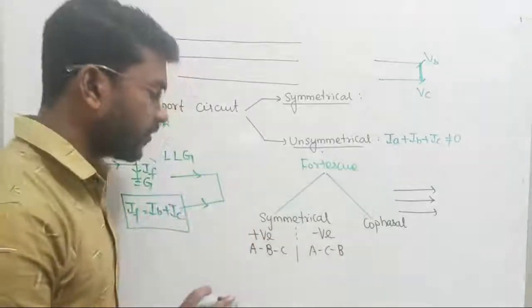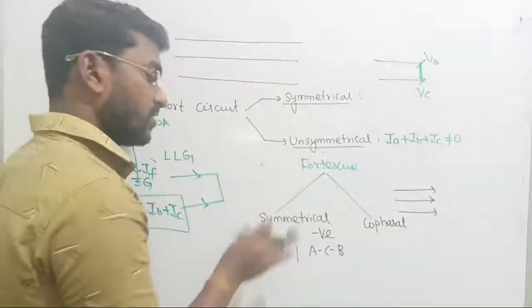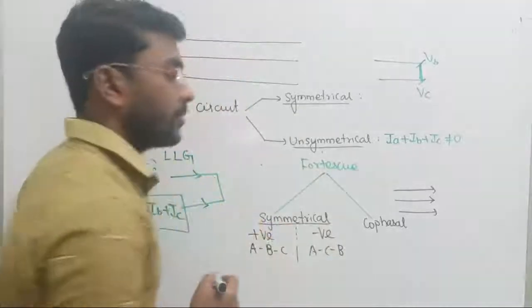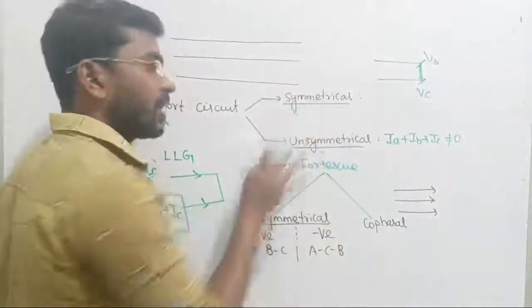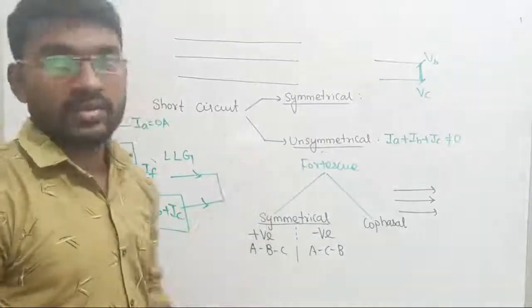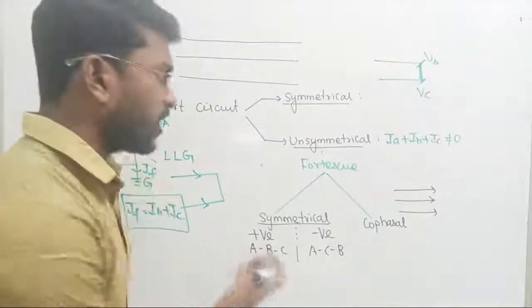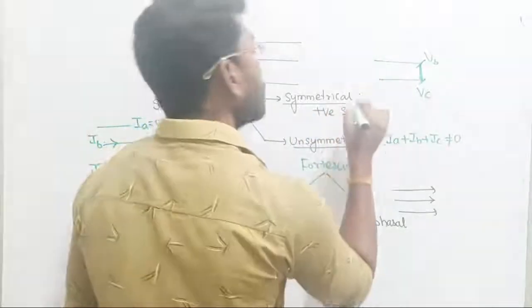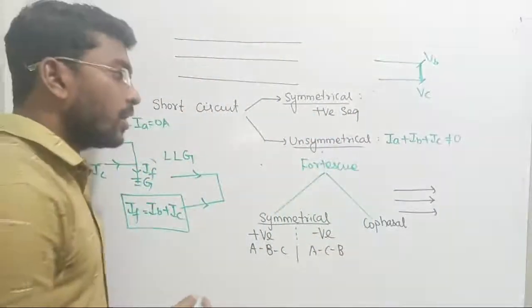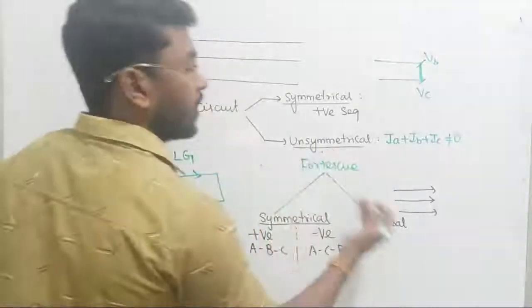So that is the difference between positive sequence and negative sequence in case of symmetrical, but both are symmetrical. Such types of classifications are impossible in case of symmetrical fault analysis. Why? Because it is symmetrical. Symmetrical in the sense will have only one quantity, that is positive sequence, our normal system. So only unsymmetrical faults are going to be classified like this.